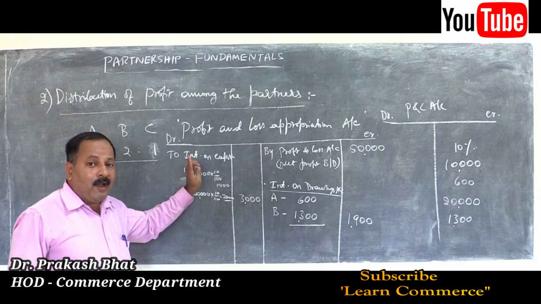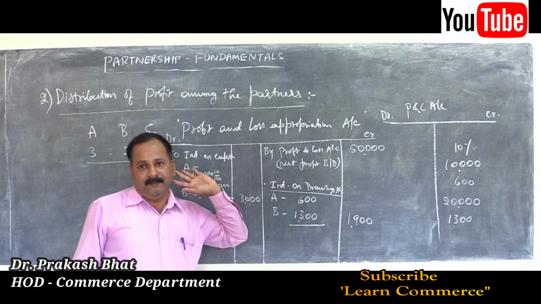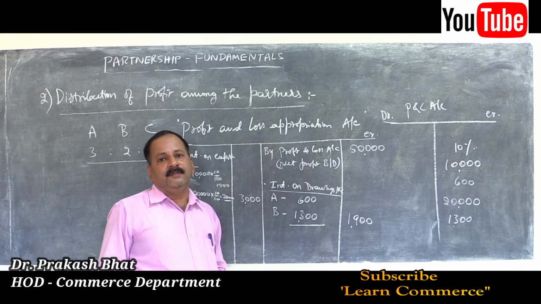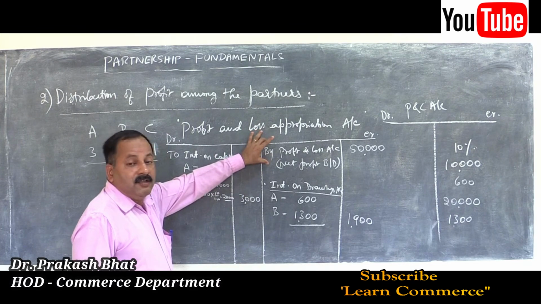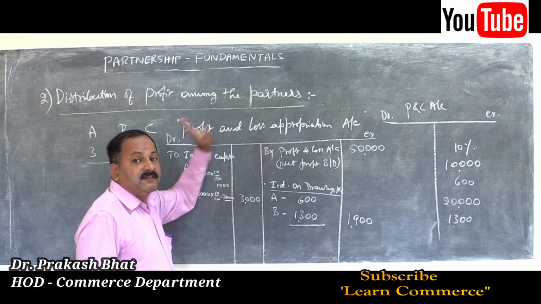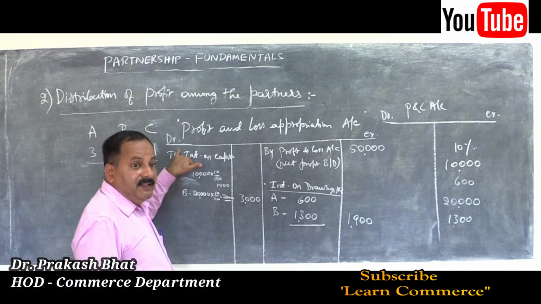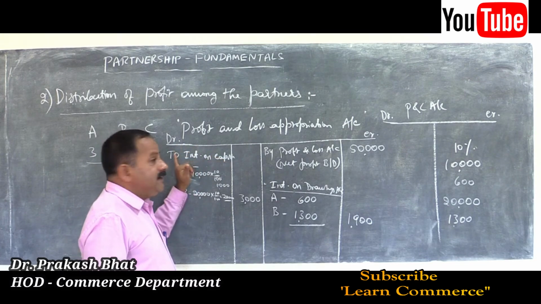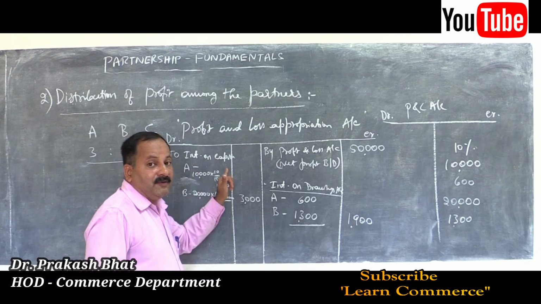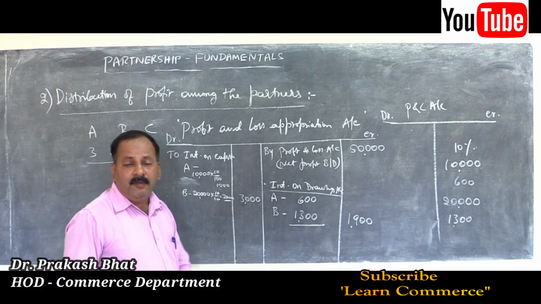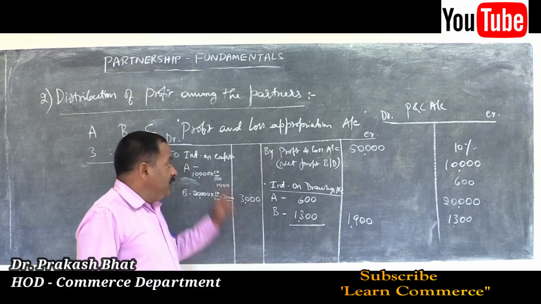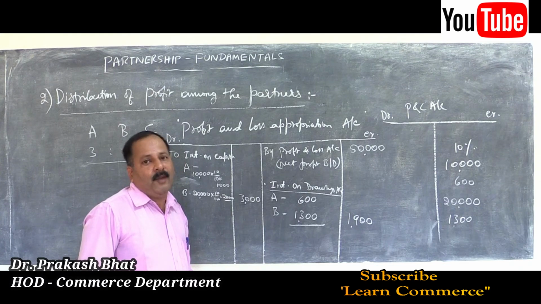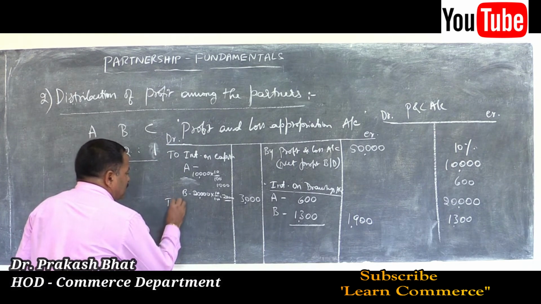Interest on capital should be provided only if there is profit to the firm. If there is loss in the business, then no interest on capital should be provided. So, if the loss incurred by the firm during the year is 10,000, in that case the first entry will appear on the debit side: to profit and loss account, net loss brought down. In that case, interest on capital should not be provided. So, interest on capital will be provided only out of profit and not out of loss. If there is a loss, no interest on capital should be provided. Then the next item may come as salary.